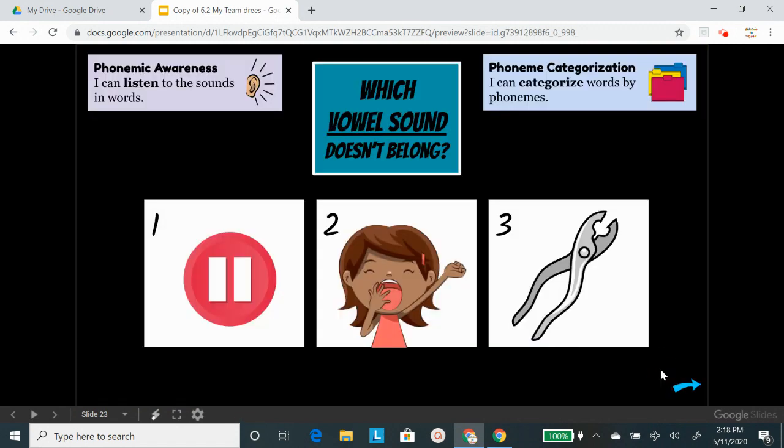It's Thursday. Today in Phonemic Awareness, we're going to talk about which vowel sound doesn't belong. I'm going to say 3 words, and I want you to listen carefully for the vowel sound and see if you can guess which word has a different vowel sound than the rest. So our first we have pause, yawn, tool. Pause, yawn, tool. Which one doesn't belong? Tool. These both had ah, pause, yawn. This had a ooh, tool.